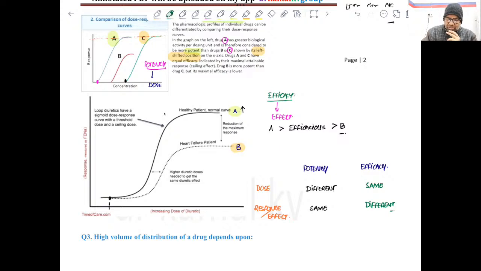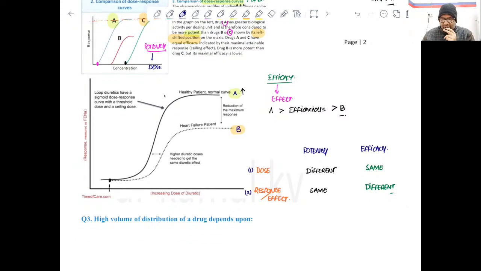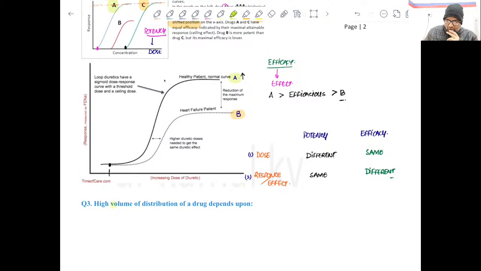And the discussion is always in terms of two parameters: what dose is needed, what effect is generated. Clear? So dose response curve, a very important topic. Please be good with this. Now, volume of distribution. Volume of distribution depends on lipid solubility. And if a drug is highly lipid soluble, it will spread to distant part of the body, and then we will say it has got high volume of distribution.